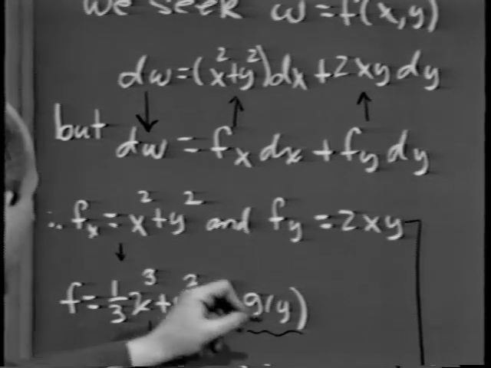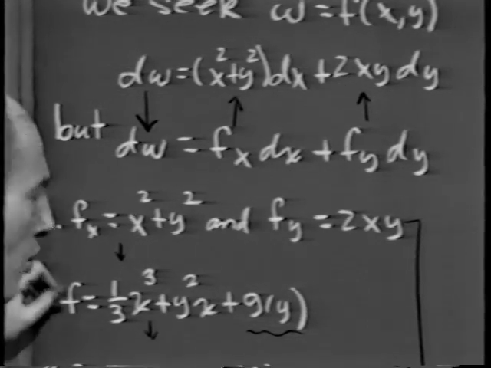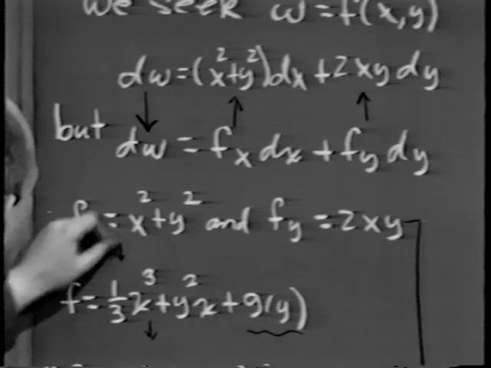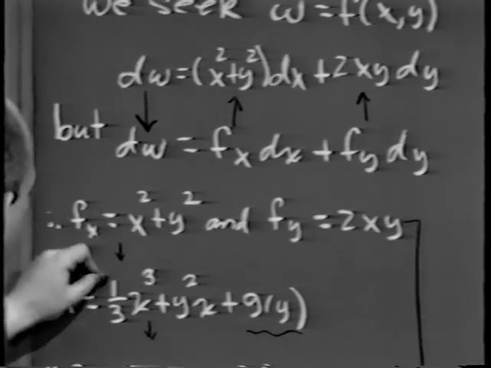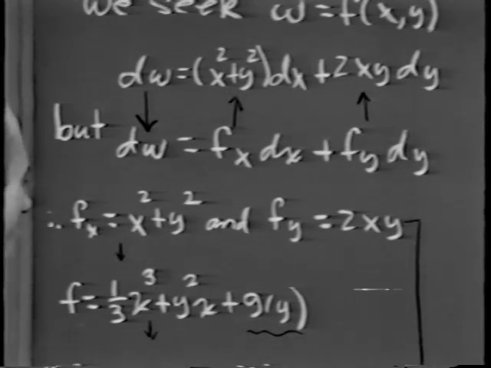Again, to look at this from a different perspective, what I'm saying is the most general function of two variables in the whole world whose derivative with respect to x is x squared plus y squared is 1/3 x cubed plus y squared x plus a function of y alone.